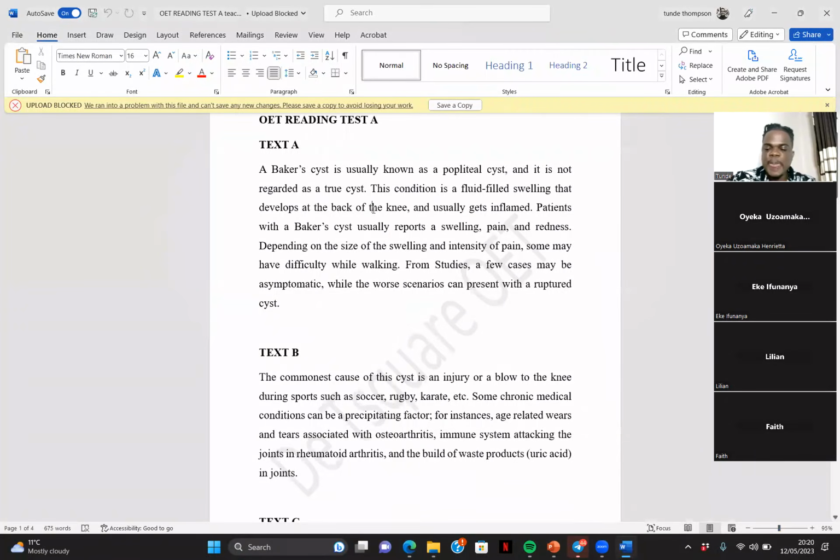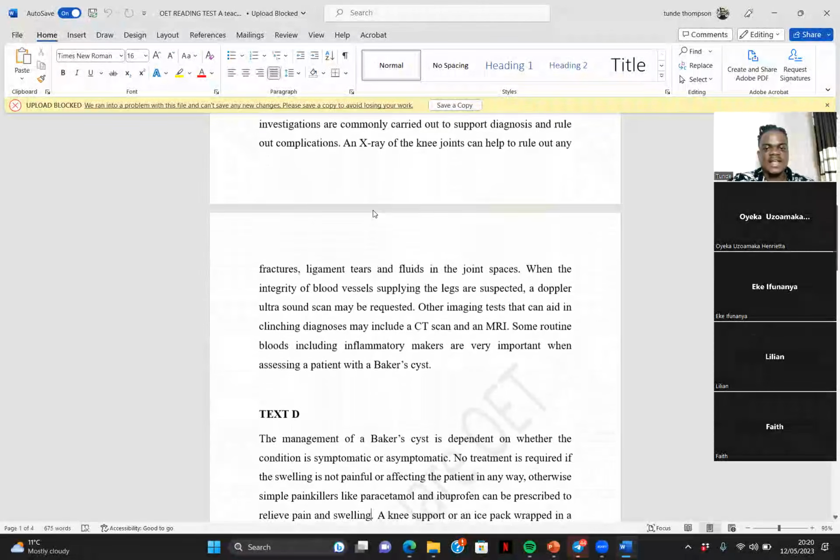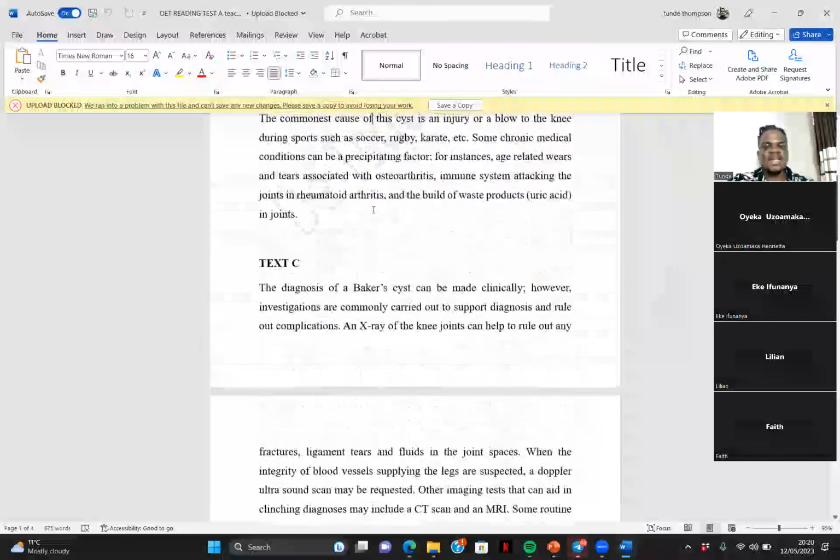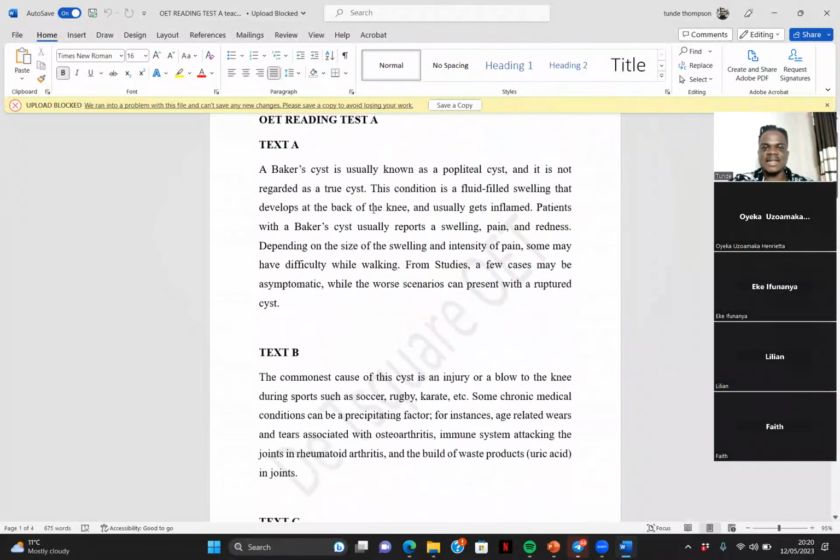If you look at this text now, you have text A, text B, text C, and text D. On that exam day, this is how the texts will appear. Although this is not the prototype, and not the difficulty of the exam, because I'm the one that just made this up to mimic what you have on the exam day, the number of words on the exam is a little bit more than this one, and the difficulty too is a little bit more. But what is important here is for you to get the skill.